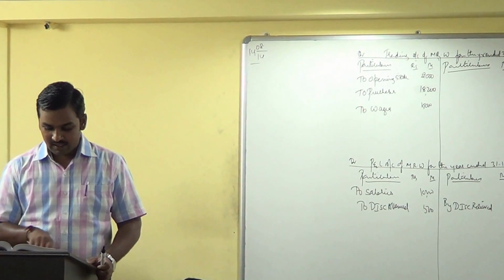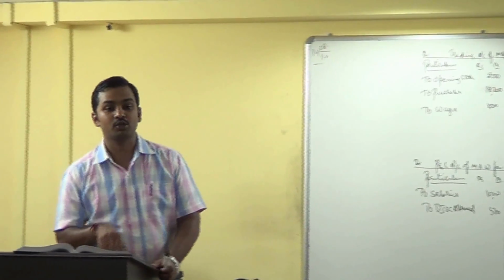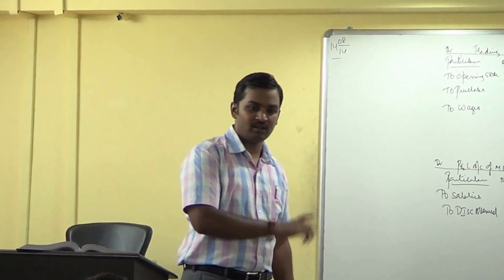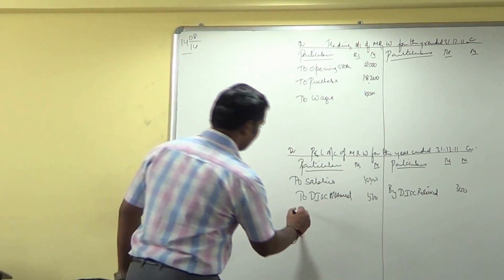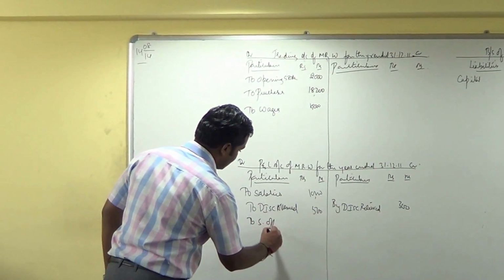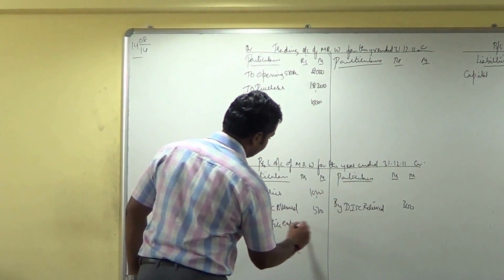Next, sundry office expenses 6,000. Where do you show sundry office expenses? Profit and loss account. Sundry office expenses. How much?